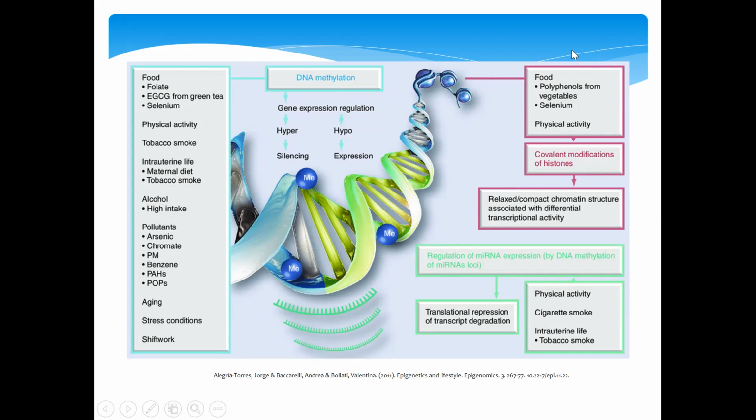Covalent modifications to histones can occur through these. Relaxed, compact chromatin structure is associated with differential transcription activity. What it's basically saying is that the polyphenols from vegetables are actually a good thing, and they help support that histone redevelopment and packaging component and help to keep it in a healthy format. And we actually want that to happen.